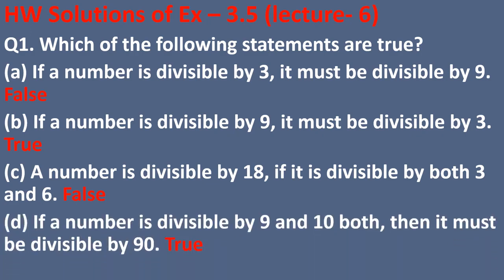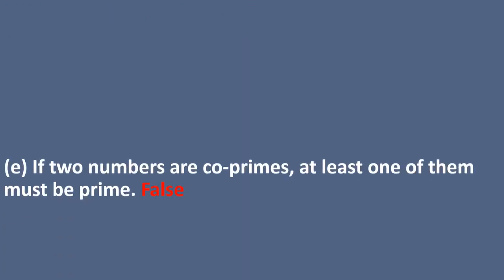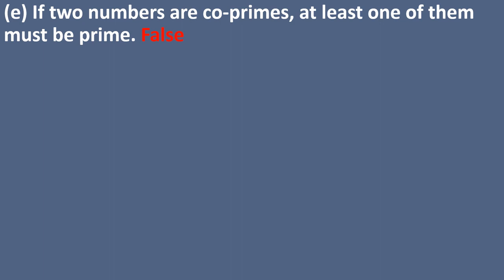D. If a number is divisible by 9 and 10, then it must be divisible by 90. Yes. E part. If two numbers are co-primes, at least one of them must be prime. False. It is not necessary. They can be composite numbers also.